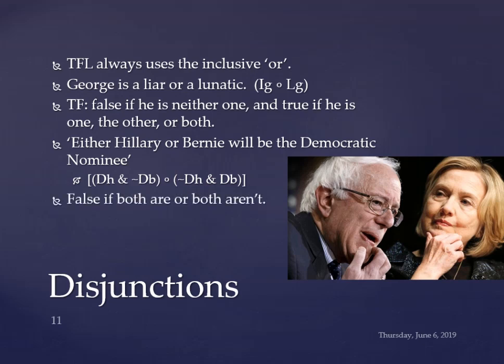We don't have to introduce a new symbol to represent exclusive ors. It's truth functional because the statement will be false if both are the nominee, and I'm not sure what kind of world that would be. That would be an interesting world. It's not our world. Or both aren't, right? So suppose somebody else comes along. And then, of course, it's true if only one or only the other is.